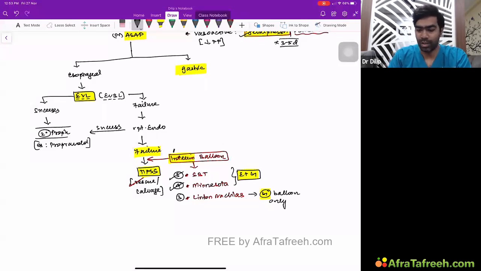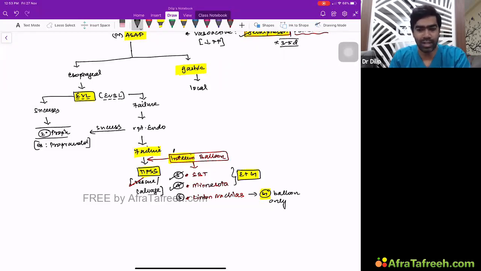Fortunately, it's not that common. So how will you treat a gastric varix? Whenever you identify a gastric varix, it's like a nightmare most of the time. The first thing is, you cannot do a variceal ligation for gastric varix. Only for esophageal varix you can ligate. Gastric varix cannot be ligated.